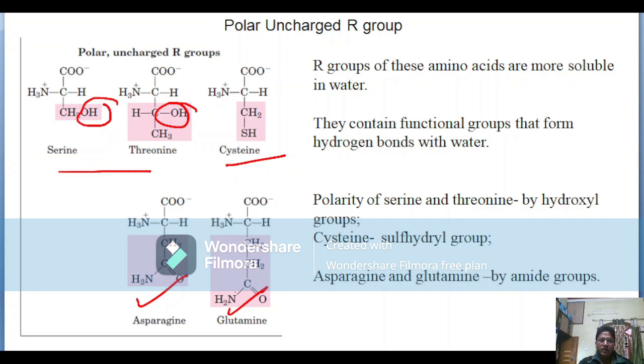What is very important here is which group causes the polarity of these amino acids. The hydroxyl group of serine and threonine causes their polarity, whereas the sulfhydryl group causes the polarity of cysteine. But cysteine has a specific characteristic: it can form a covalent bond by the oxidation of two cysteine residues, and that forms a disulfide bridge, which plays a very important role in protein structure.